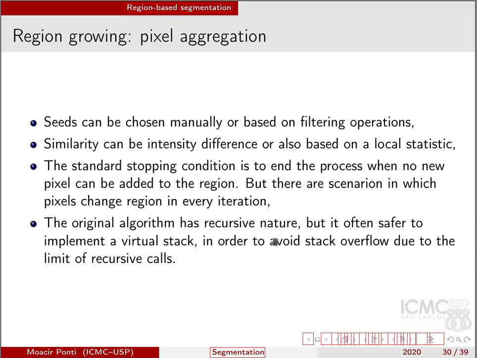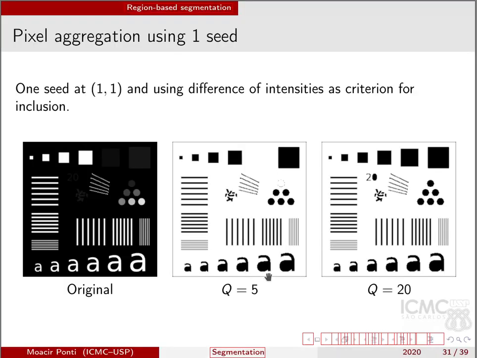The original algorithm for region growing has a recursive nature, but as a tip, it is often safer to implement a virtual stack in order to avoid overflow due to the limit of recursive calls. And here I'm showing you some examples using this very simple approach for pixel aggregation that basically uses the difference of intensities as a criterion for inclusion.